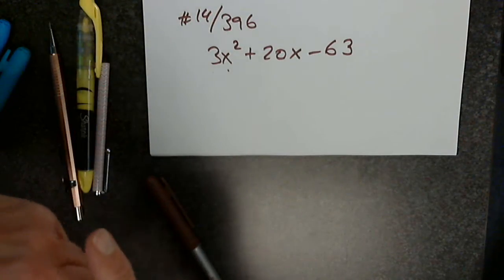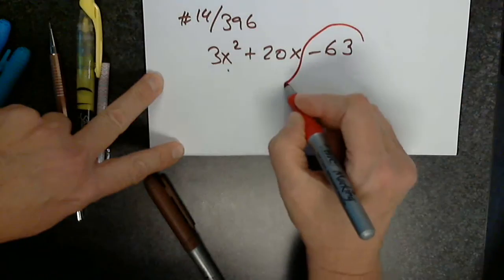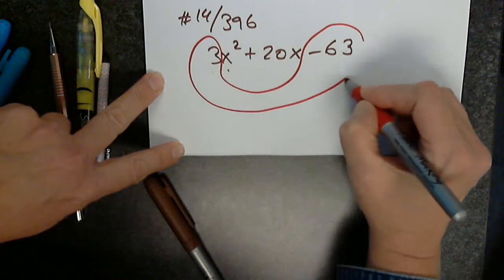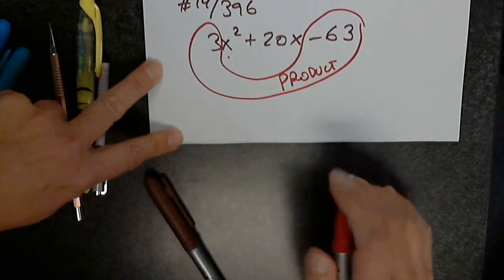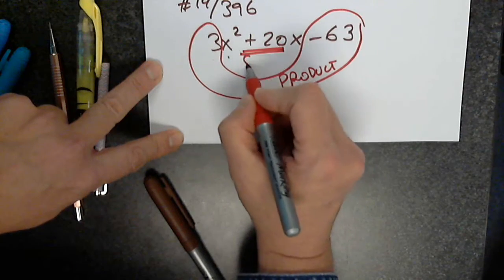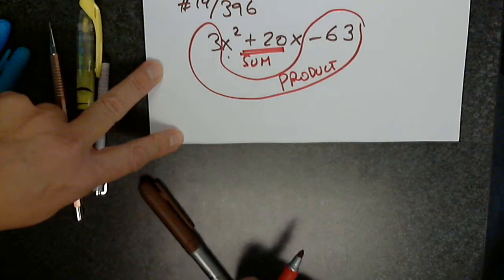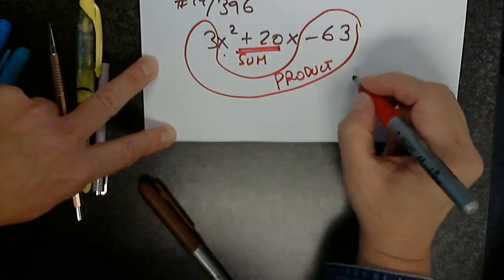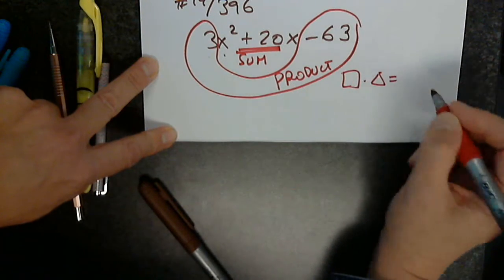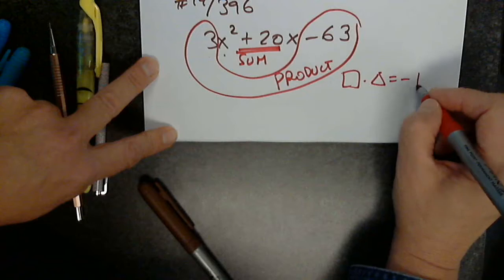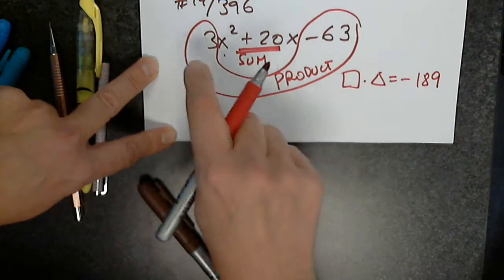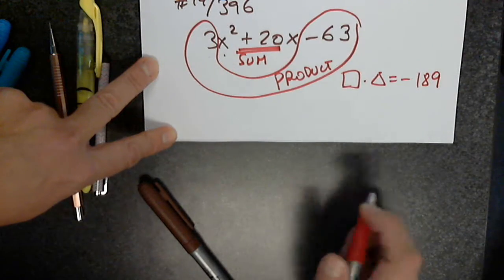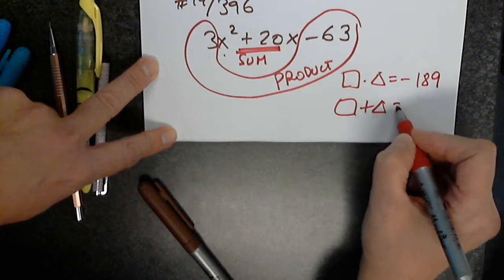Because the leading coefficient is not 1, the product will be this now. The sum does not change. This is still the sum. But the product now of the numbers I'm looking for is negative 189, which is 3 times negative 63. And the sum does not change.